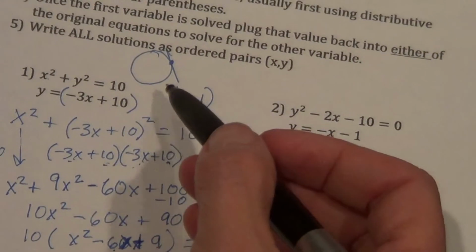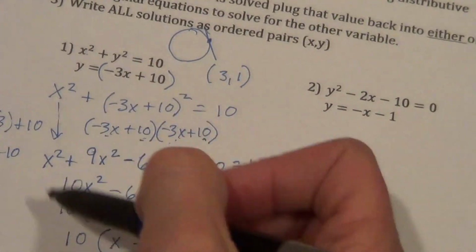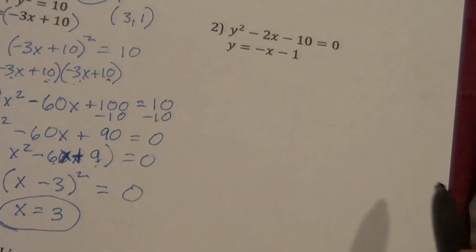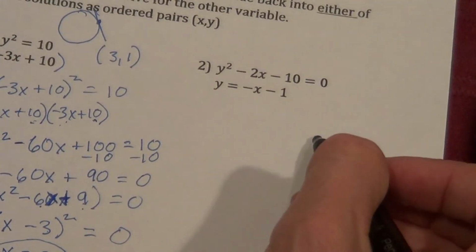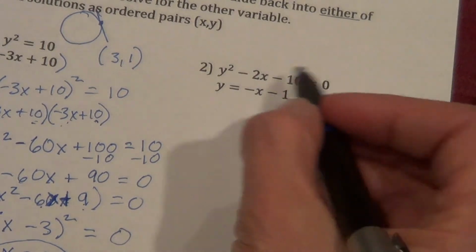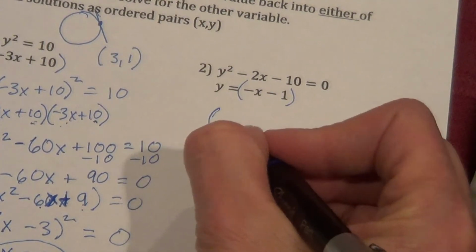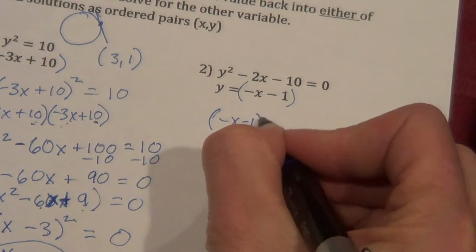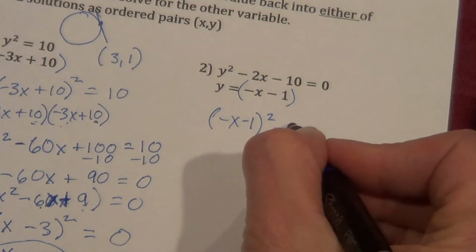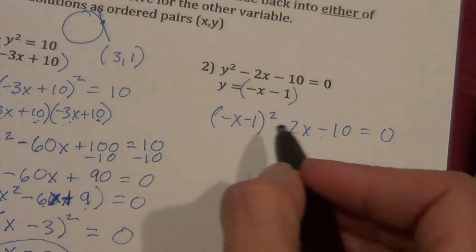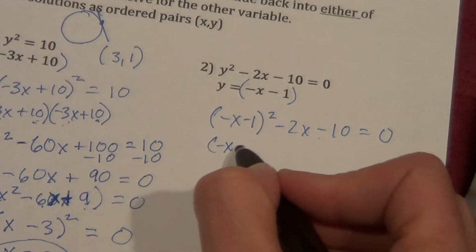You don't always have to sketch it. I just thought that you'd like to see that you can actually visualize it after what we've done in the last lesson. So our last one to do here, take this value for y and plug it in. We get (negative x minus 1) squared minus 2x minus 10 equals 0. So we squared this negative x minus 1.